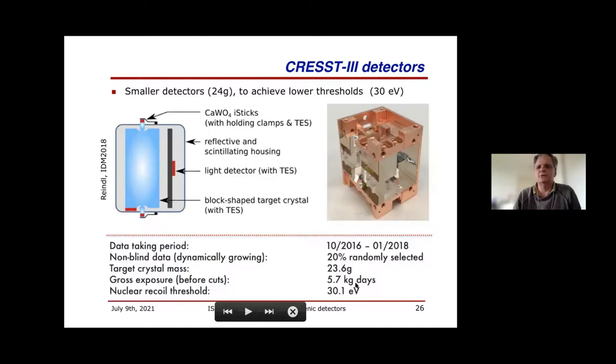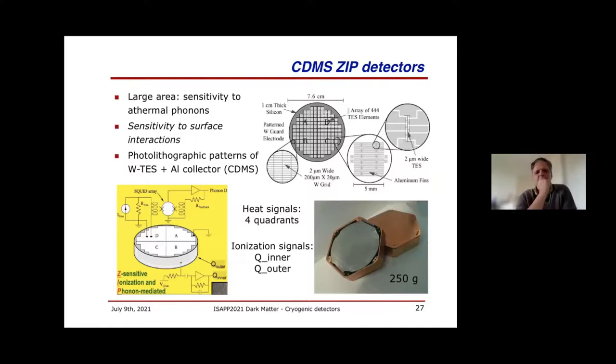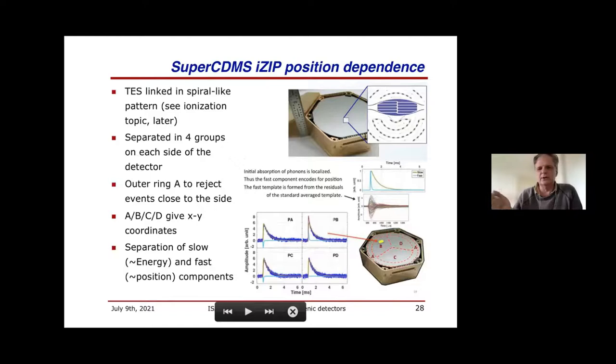In CDMS, they wanted to really benefit from the position dependence that you can get out of these detectors. And therefore, they have covered the entire surface with a network of thousands of TES chained together and read as a chain. These are their old detectors where the 444 TES in each quarter were linked together. They've done a design where they follow a spiral that will come back. The use for that will come back when we talk about ionization.